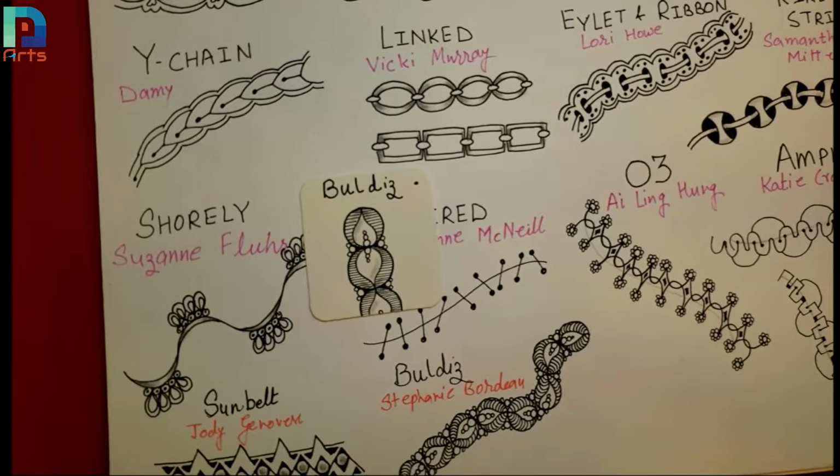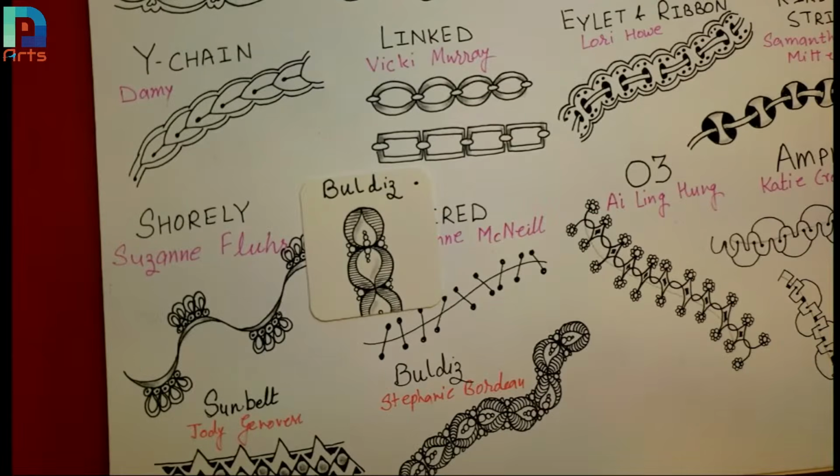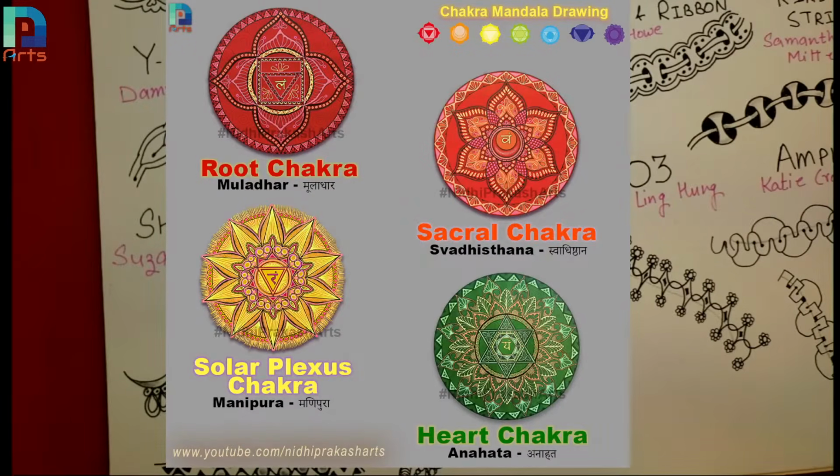So let me show you. I should have those four mandalas. So these are the seven chakras which we are working on as mandalas, as I told you, and these are the four chakra mandalas which we have already worked on: root chakra, solar plexus, sacral, and this heart chakra. These videos are already available on my YouTube too.